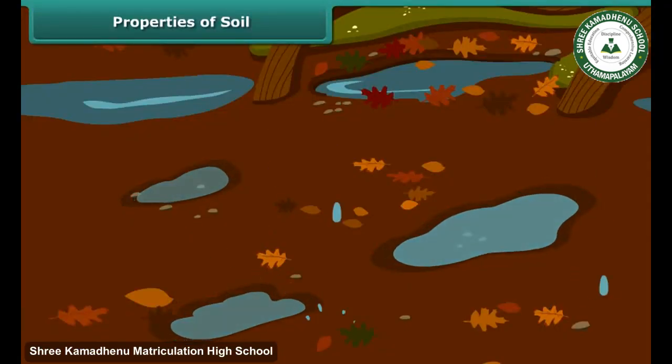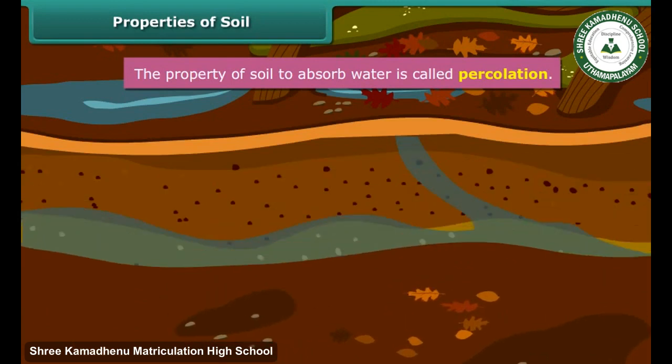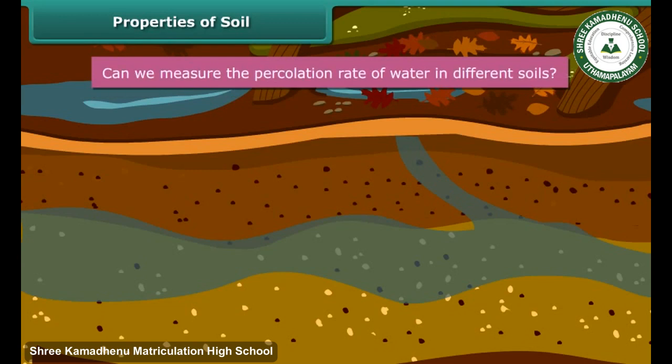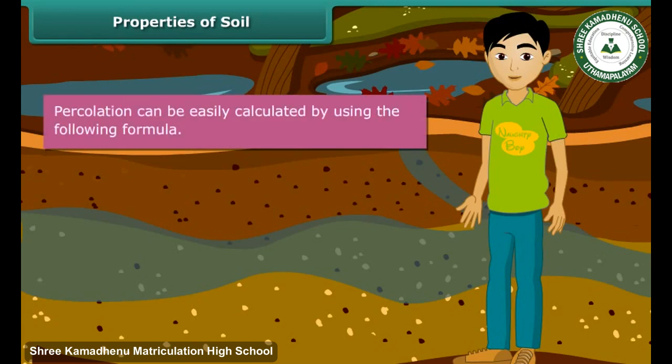Properties of soil. Soil has the property to absorb water. This is called percolation of water by soil. Can we measure the percolation rate of water in different soils? Yes, rate of percolation can be easily calculated by using the following formula.